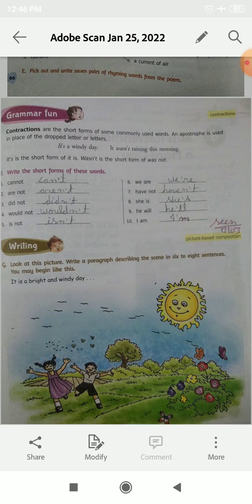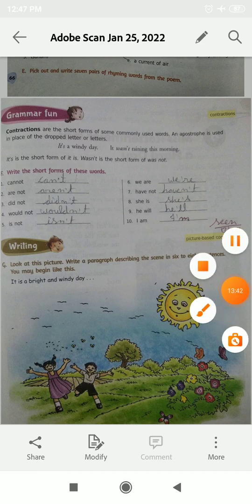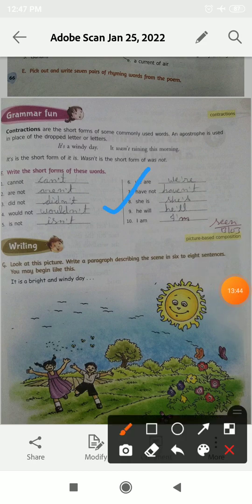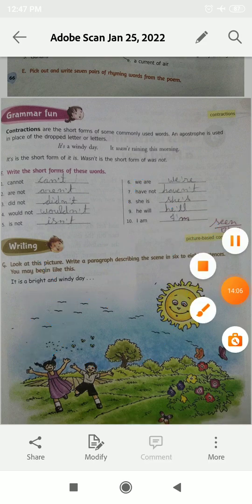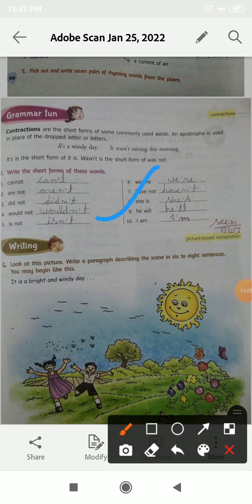Now next number, that is number 8. And the eighth word is she is. And in the given space you will write she, apostrophe mark, s. This is the spelling of she is. And this is the contraction of she is. Now next number, that is number 9. And here the ninth word is he will. And in the given space you will write the short form of he will like this.